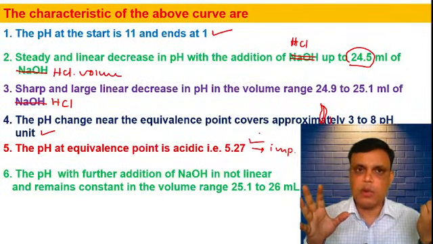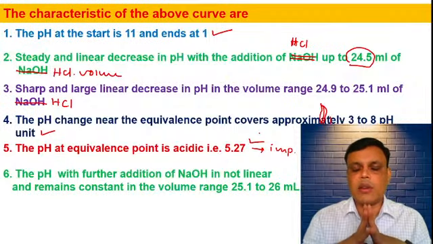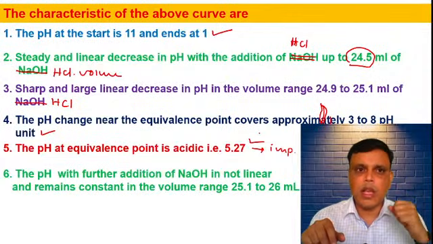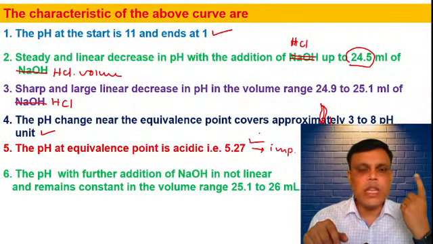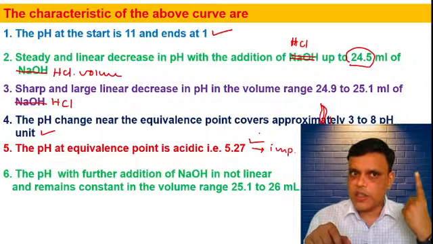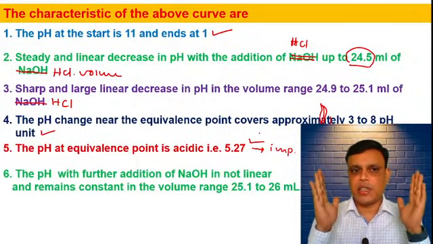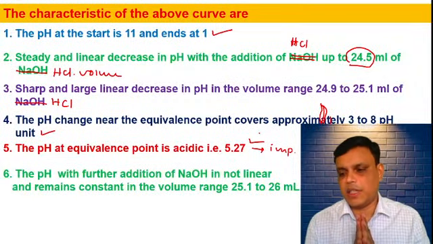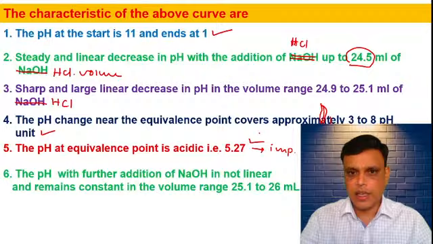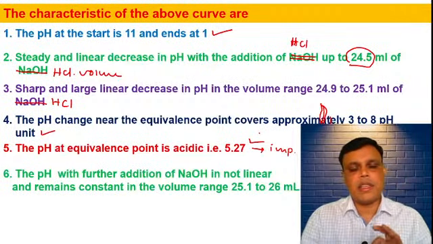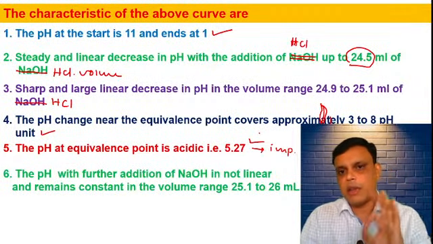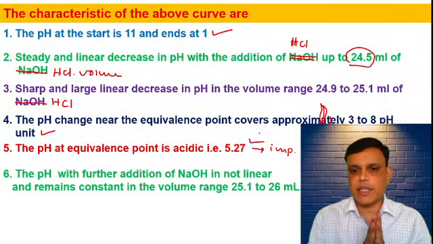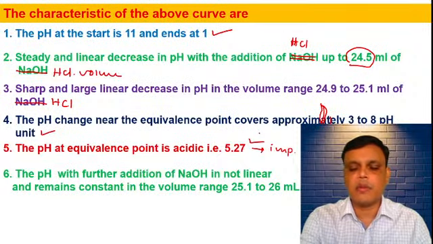We saw titration number 1, titration number 2, and this is our titration number 3. So for all these three titrations you have to write a minimum of 3 characteristics: pH at the starting, then pH range near the equivalence point, and pH at equivalence point. At least these three things you have to write. You have to remember these 3 characteristics, and if it is asked in the exam, you have to write at least these 3. Okay, so please remember these 3 titration characteristics for the above titration.